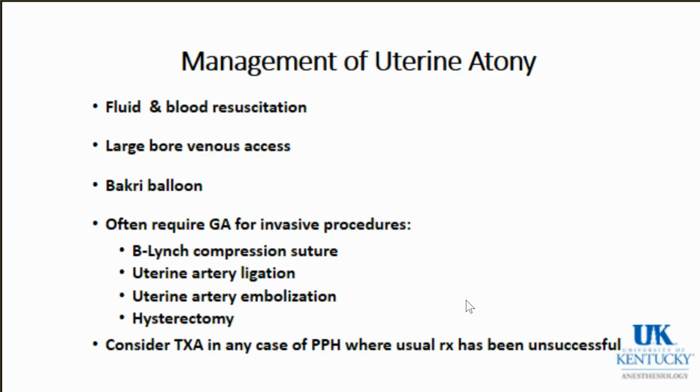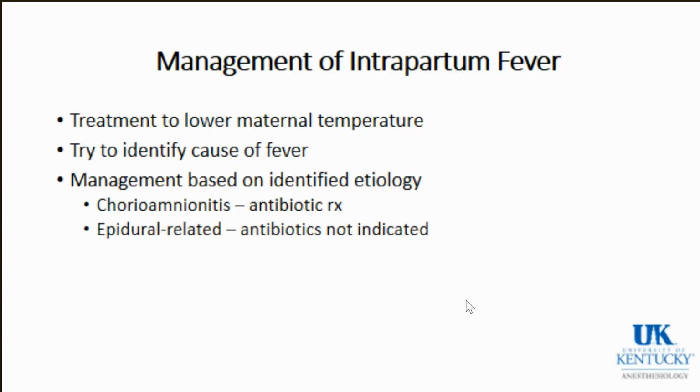Other than that, if that doesn't work, then you need to be thinking about making sure that you've got good access, you've got blood. The next thing that they commonly do is uterine tamponade with a Bakri balloon. If that doesn't work, then you may end up having to go to a general anesthetic for an invasive procedure that can go all the way up to a hysterectomy. And then also, as we talked about last week, TXA if everything else hasn't worked.